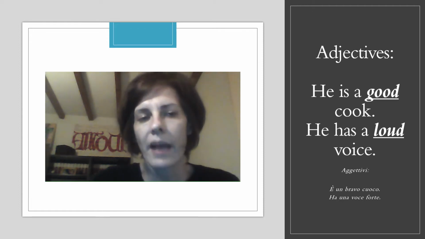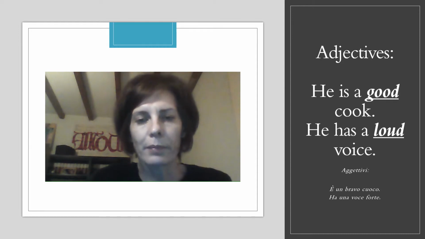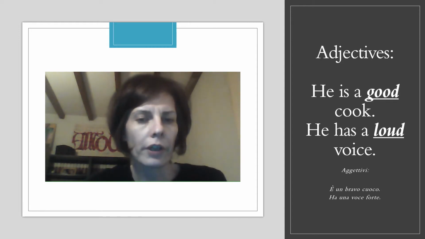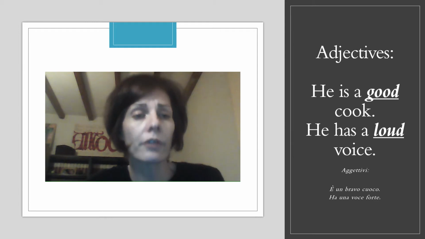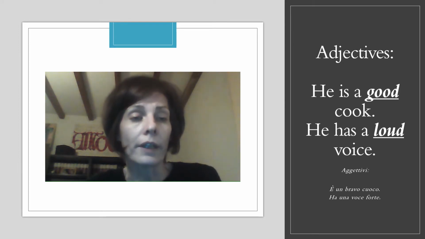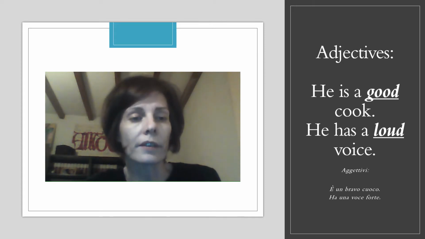Let's take a step backwards. Let's have a look at adjectives. Here we have two examples. The first one is, he is a good cook. As you can tell, good refers to the noun cook. The second example, he has a loud voice. Here as well, loud is the adjective and it refers to the noun voice.